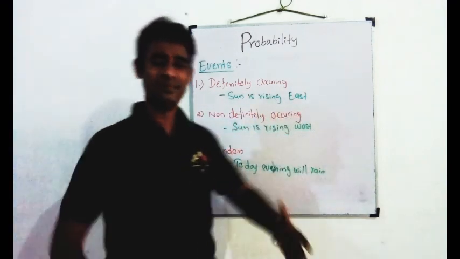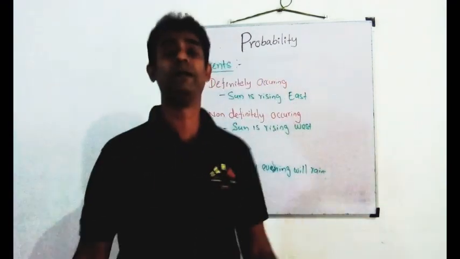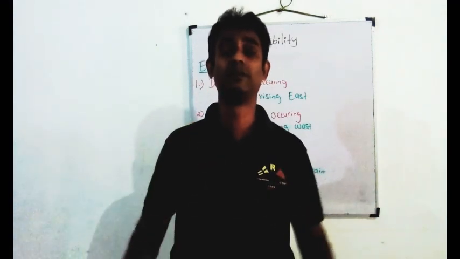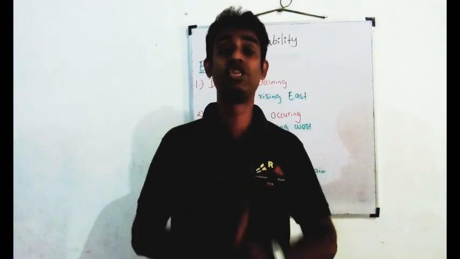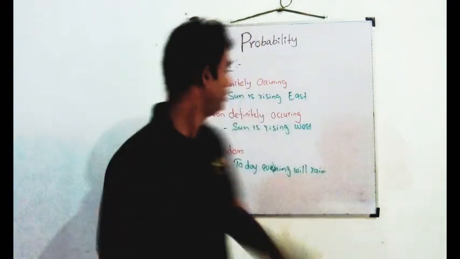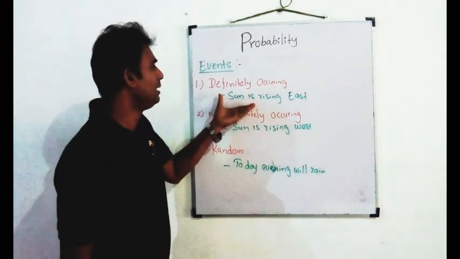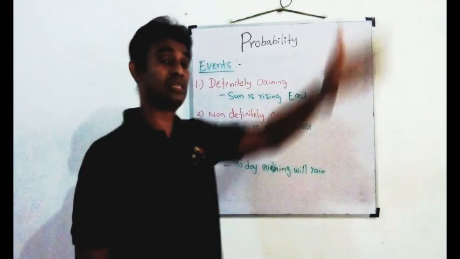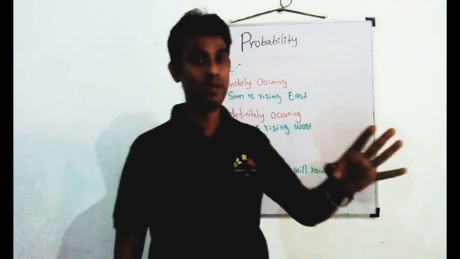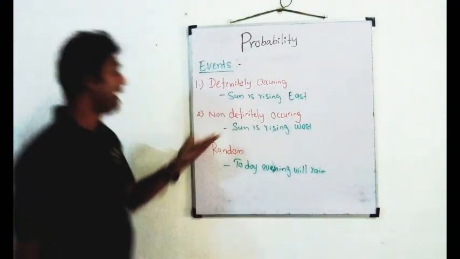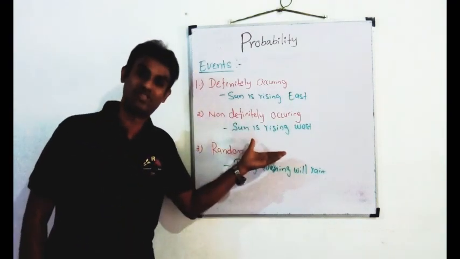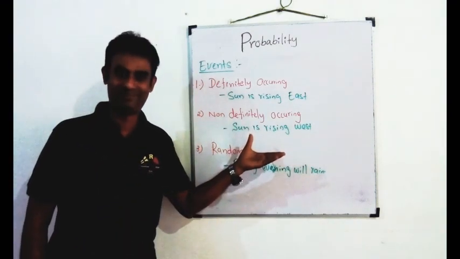Definitely occurring means it actually happens. That is the universal truth. It cannot be changed. We call that a definitely occurring event. For example, the sun rises in the east. That is a definitely occurring event. Next is the non-definitely occurring event. The sun rising in the west can't be, right?